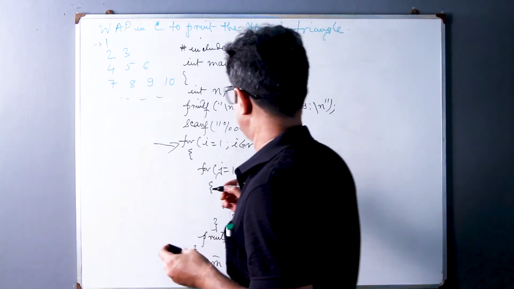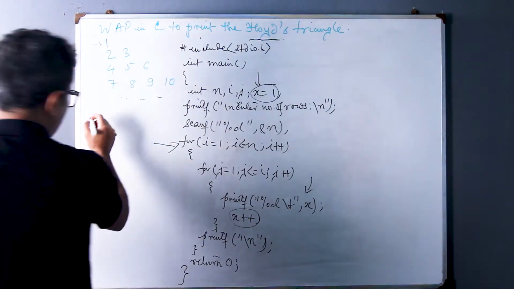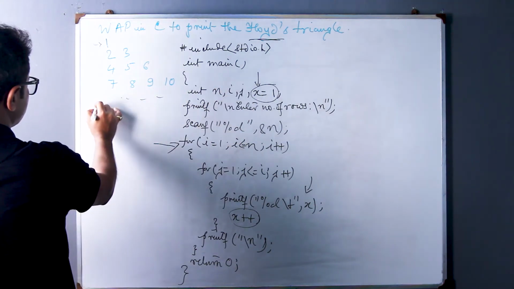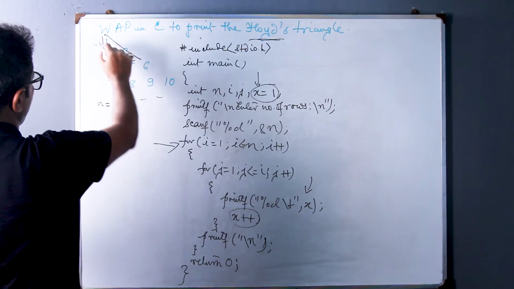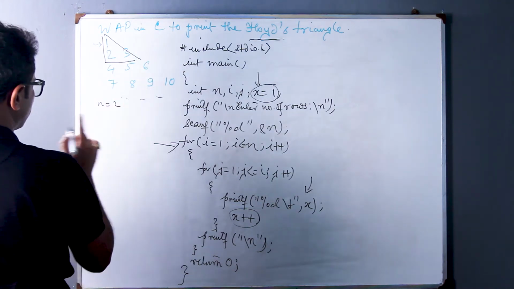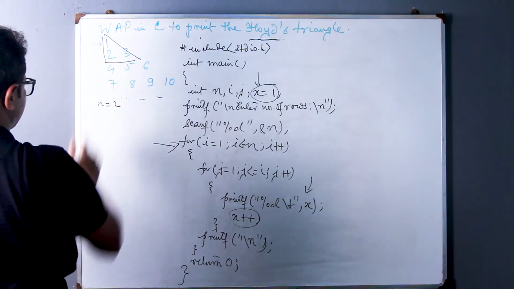So let's see, let us suppose n is supplied by the user as 2. So we will expect 1, 2, 3 will be printed. So let us see whether we get that expected pattern.